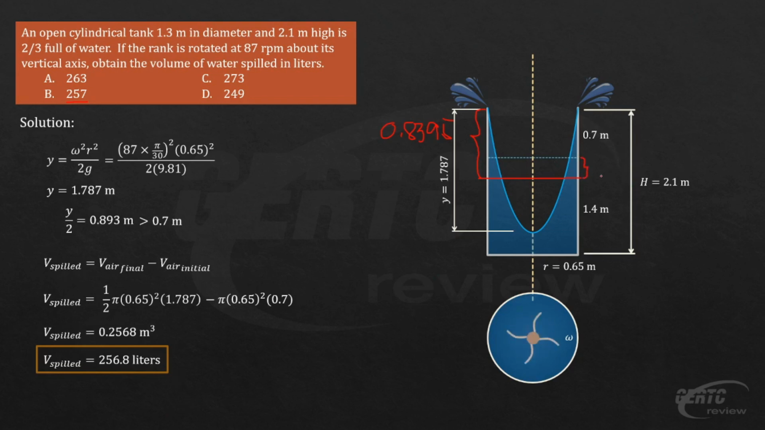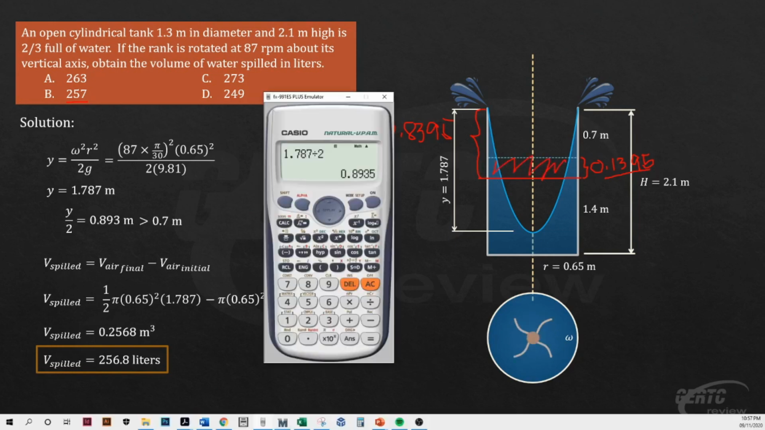Meaning, the depth went down. Subtract 0.7 from that, and we get 0.1395. Get it? Alright. So to compute the volume spilled, this is the volume spilled, obviously. Common sense. Let's try. What is the volume? The area of the base, pi r squared: pi times 0.65 squared times 0.1395.